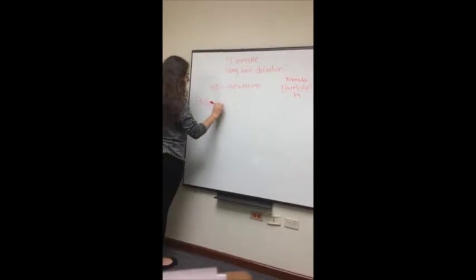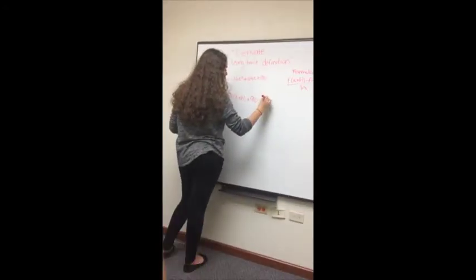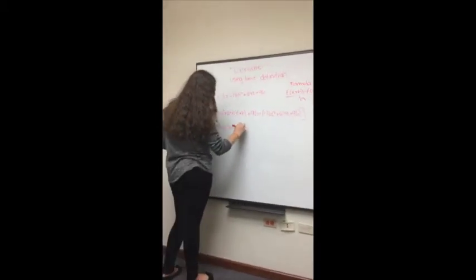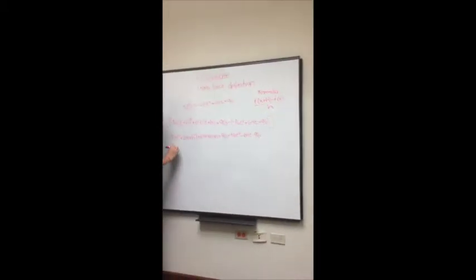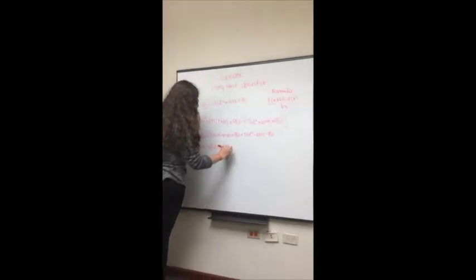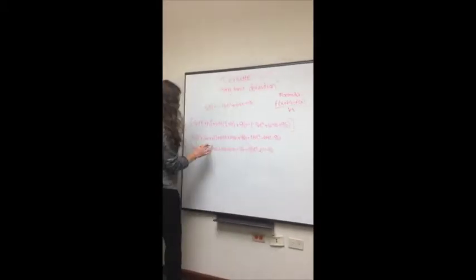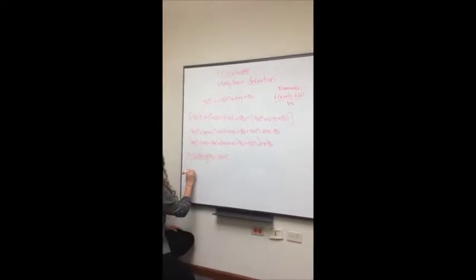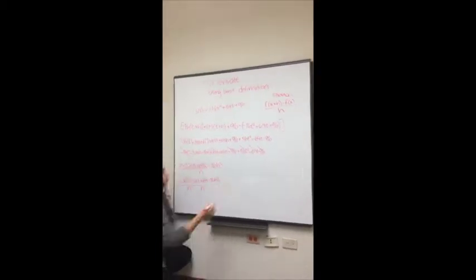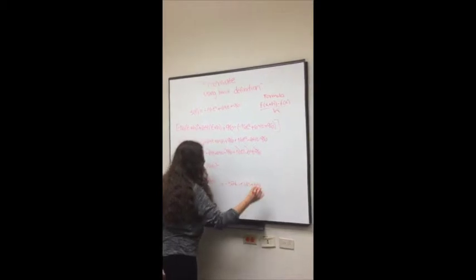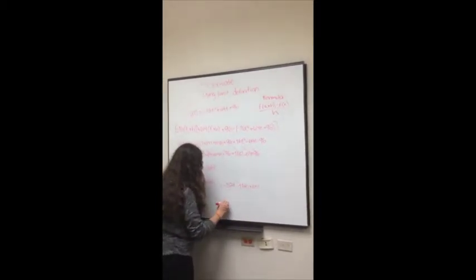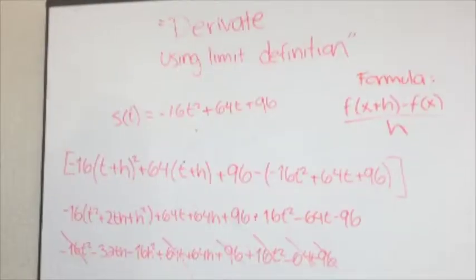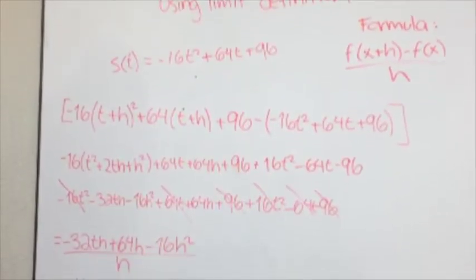We're going to calculate the derivative. Our function is -16t² + 64t + 96. We're going to use the formula f(x+h) - f(x) over h. Because h tends to 0, we clear and have -32t - 16h + 64. We eliminate h because it equals 0, and our derivative is equal to -32t + 64.